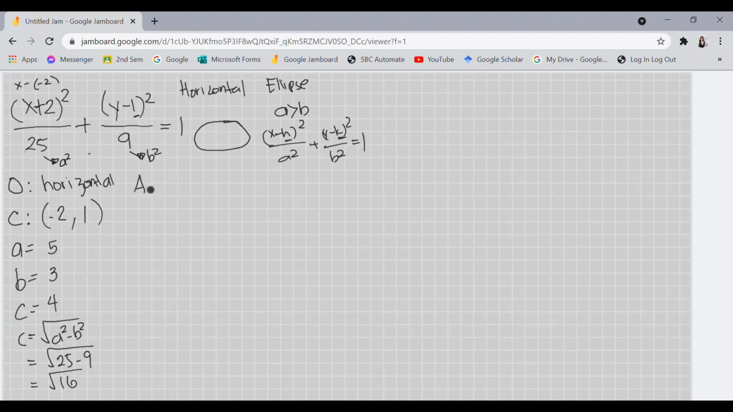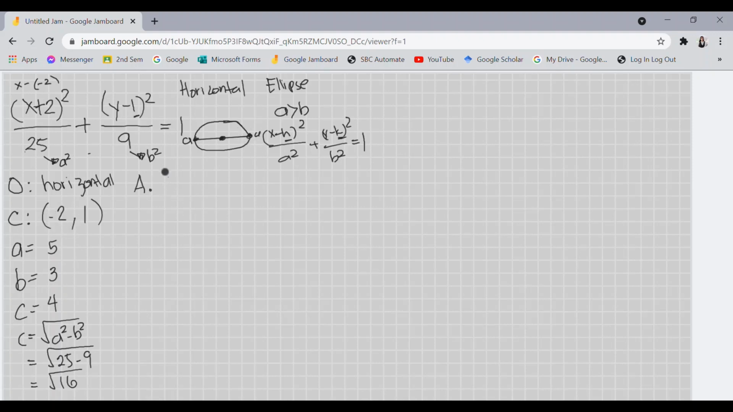After getting the values of a, b, and c, let's now proceed with your coordinates. So, let's have the first one for the vertices. So, horizontal tayo, meaning horizontal ang major axis. Horizontal ellipse means horizontal major axis. So, from the center, your a is here and then the other a is on your left side. So, right and left side po ang ating direction. So, in that case, from (negative 2, 1), we are going to the right side by 5 units.